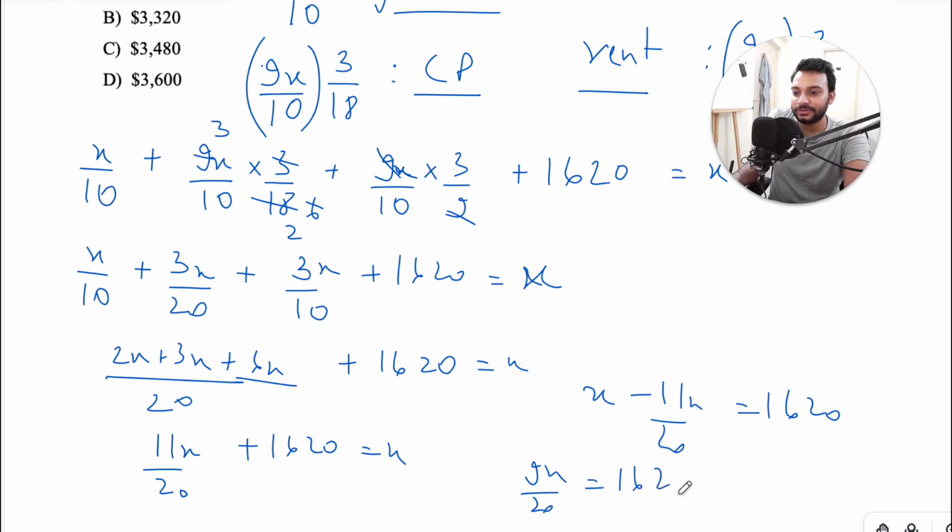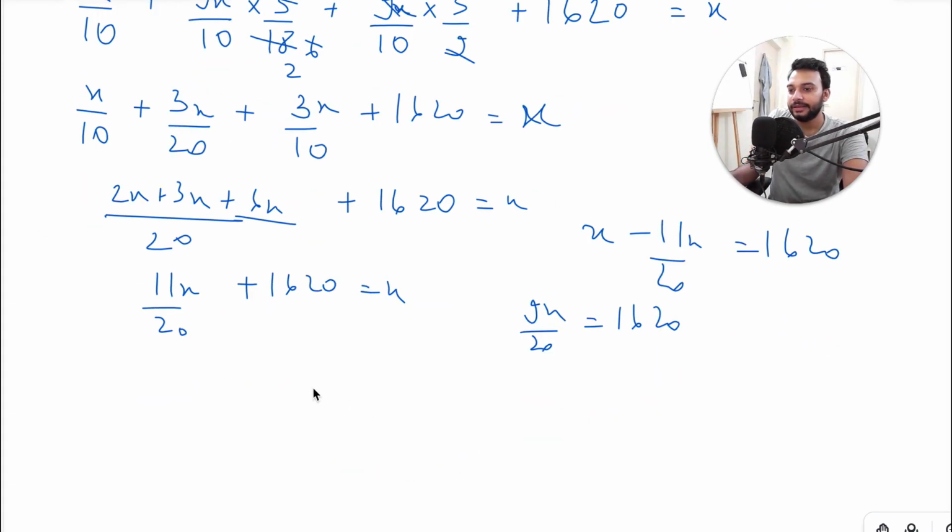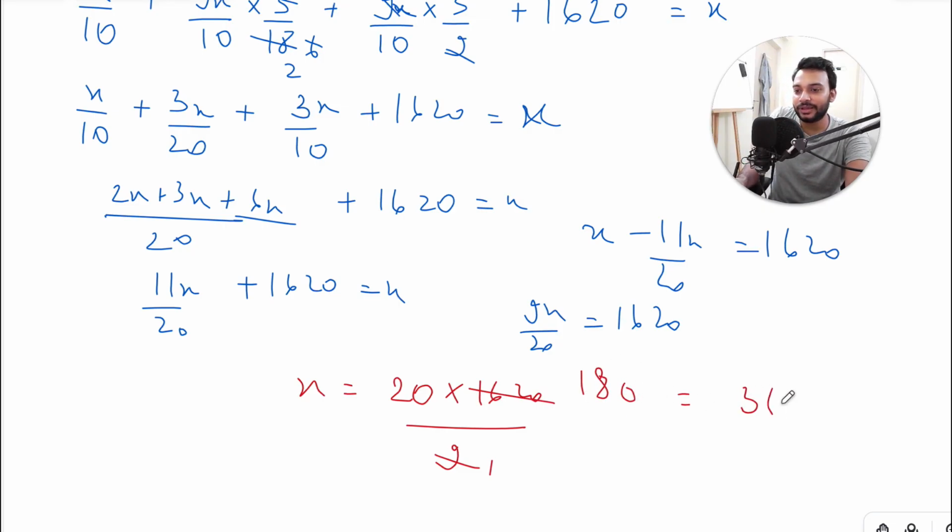is 1,620. X is equal to 20 times 1,620 over 9. Excuse my handwriting. So 9 times 1, 9 times 1 is a 9. 72. 9 times 8 is 72. 180 times 20. $3,600. This is the monthly salary that David gets.